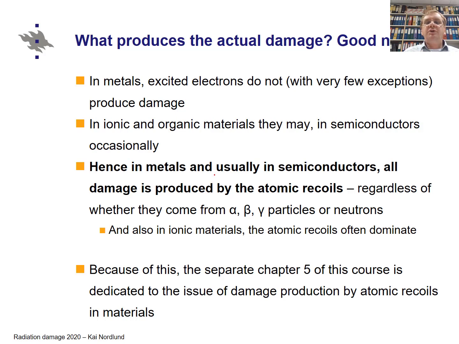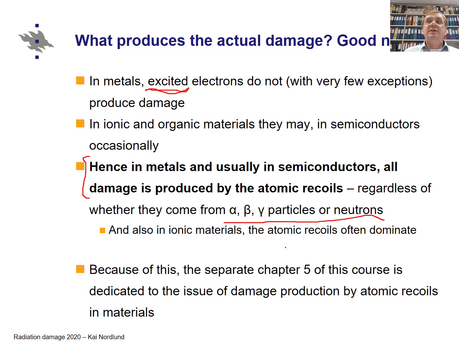Well, the other good news is that in metals, excited electrons, and I emphasize the word excited electrons, which are being excited by the electronic stopping, almost never produce damage. In ionic materials and organic materials, they may. This is roughly speaking by electrons exciting covalent bonds into antibonding states or exciting ions into a different ionization state, and this may lead to damage. In semiconductors also this covalent bond breaking may lead to damage. But in any case, in metals, one can quite safely say that in almost all cases the damage is produced by the atomic recoils. It doesn't matter if the original particle was an alpha, beta, gamma particle or neutrons, the damage production mechanisms are the same.